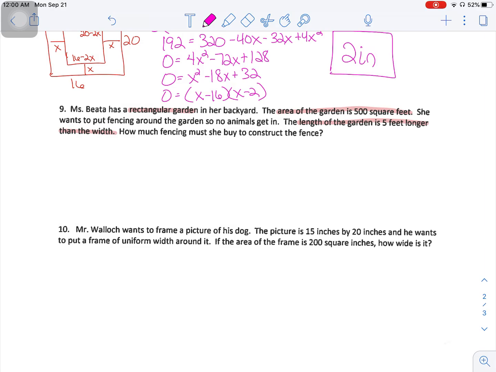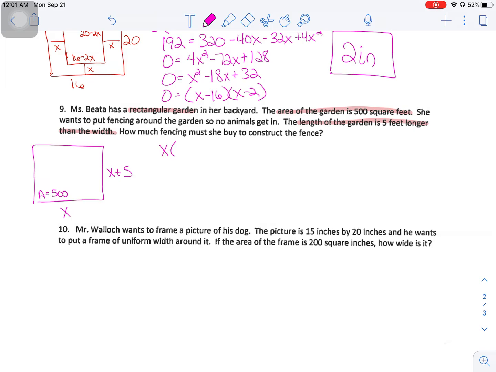So this is a type of problem where you only have one rectangle. There's the garden. It says the length of the garden is 5 feet longer than the width. So how wide is it? I don't know. X. How long is it? X plus 5. And it says the whole area is 500 square feet. That's it. There's no extra border problem here other than the whole border of the big rectangle.